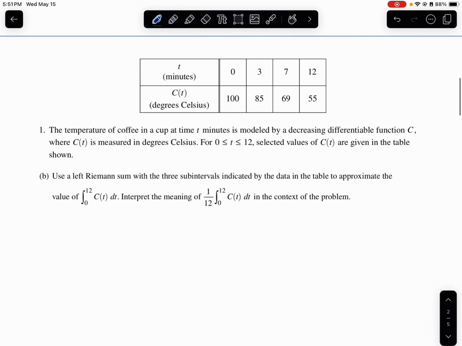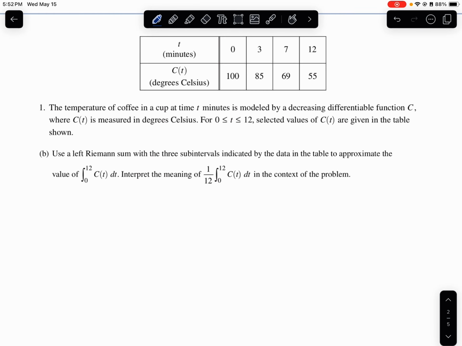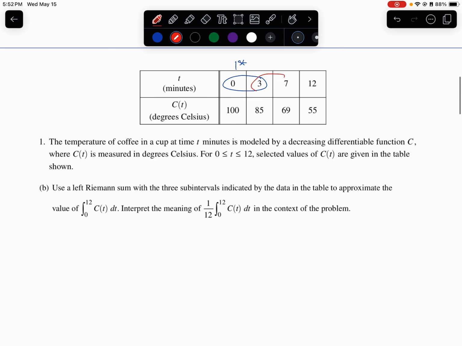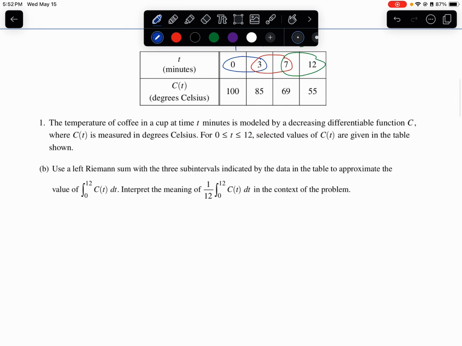Okay. For B, use a left Riemann sum with 3 subintervals indicated in the data in the table to approximate the value of the integral from 0 to 12 of c of t dt. Interpret the meaning of 1/12 of the integral from 0 to 12 of c of t dt in the context of the problem. So a left Riemann sum with the 3 intervals given here. So this right here would be the first interval, and then we would have our second interval right here, and then our third interval right here. Okay, so using a left Riemann sum, so we'll say this.